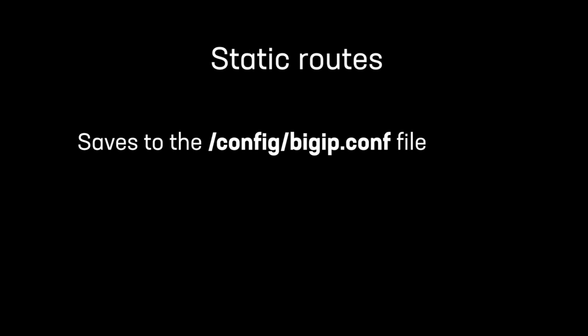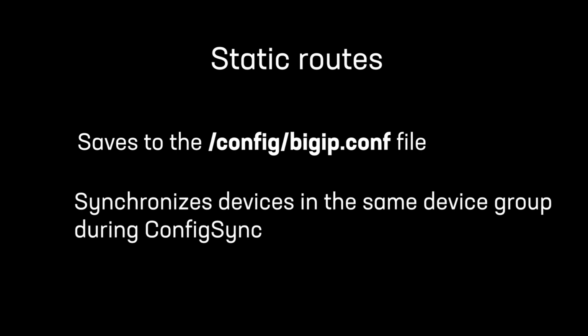When you add a static route, the system saves it in the config bigip.conf file and synchronizes it between devices in the same device group during a config sync.